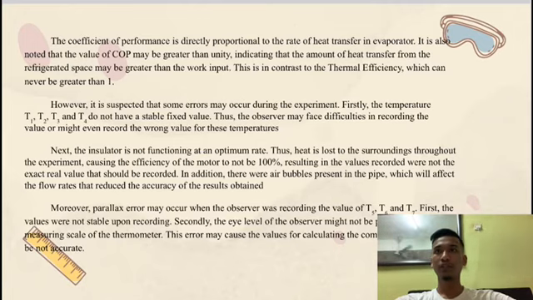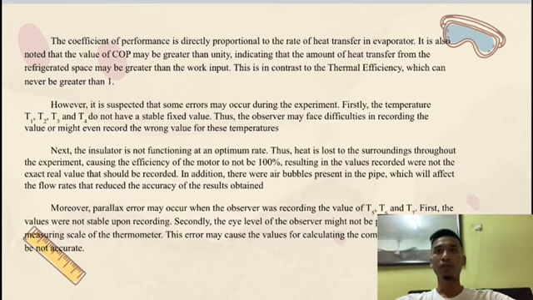Firstly, the temperatures T1, T2, T3 and T4 do not have a stable fixed value. Thus, the observer may face difficulties in recording the value or might even record the wrong value for these temperatures. Next, the insulator is not functioning at an optimal rate. Thus, heat is lost to the surroundings throughout the experiment, causing the efficiency of the motor to not be 100%, resulting in the recorded values not being exactly the real values that should be recorded.